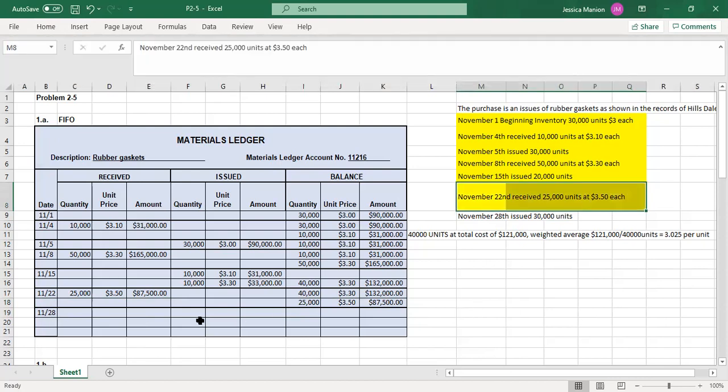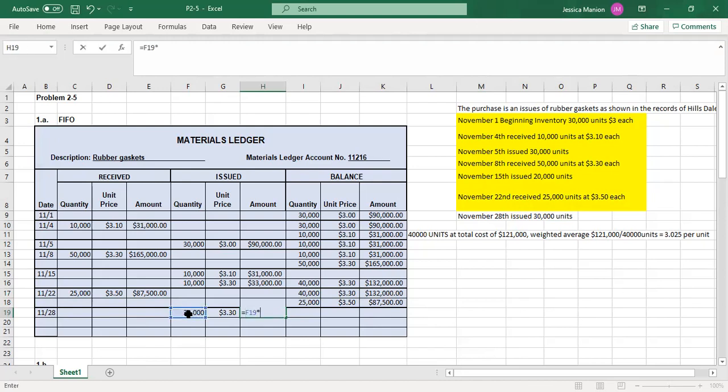All right. And then our last one, November 28th issued 30,000 units. Okay. So 30,000 units, they're all going to come from this 40,000. So we're going to issue those 30,000 units all from that 40,000 that cost us $3.30 each. And then what's going to be left over is we're going to have 10,000 that cost us $3.30 each. And then we're going to still have all 25,000 that cost us $3.50 each. Okay. So we have that filled out.